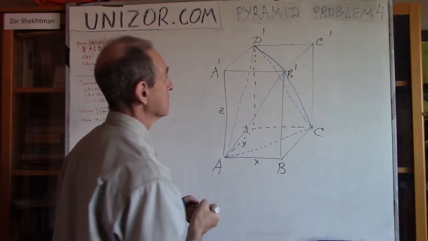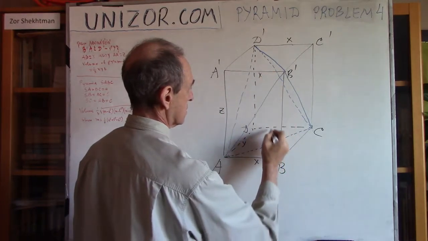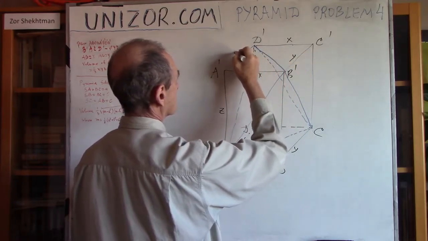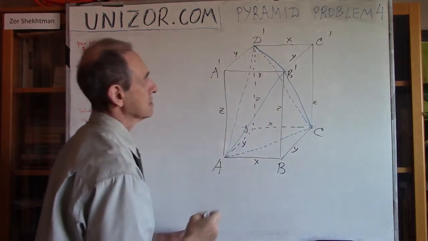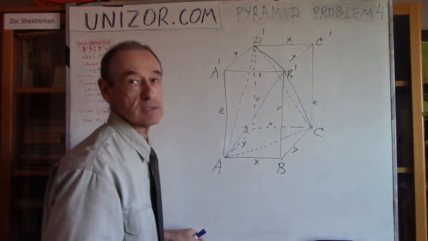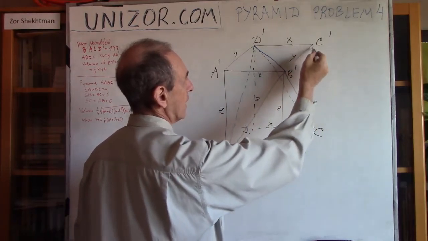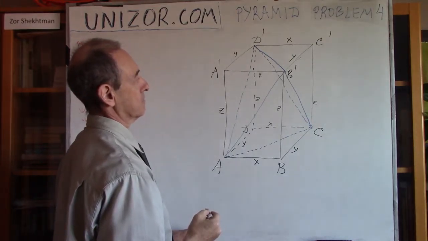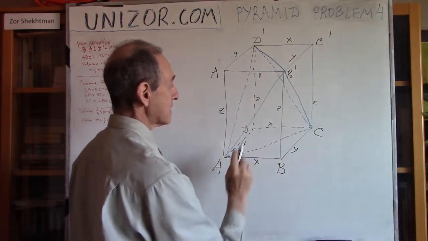Look, I know that this is X, this is X, this is X, this is Y, this is Y, and this is Y. This is Z, this is Z, this is Z, and this is Z. So this is a pyramid which has a right triangle as a base, and I know the altitude because CC prime is perpendicular to the base, which is C prime, B prime, D prime. So it's much easier to calculate the volume of this piece. And the same thing with every other.